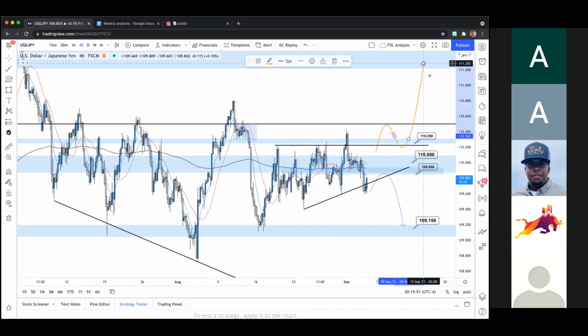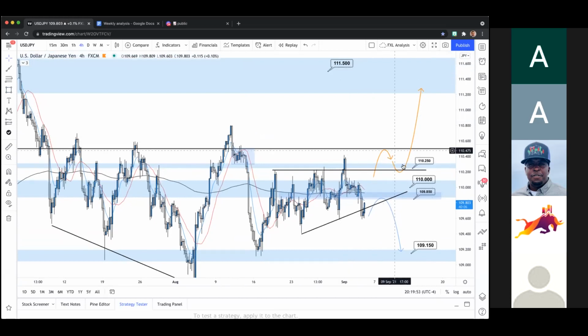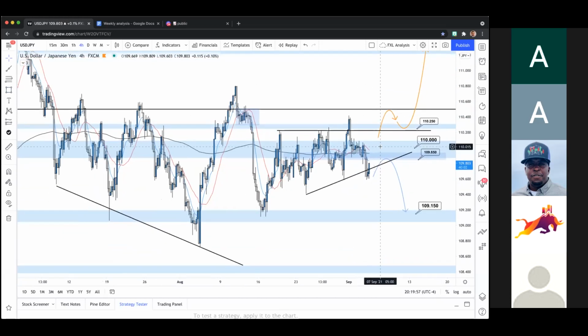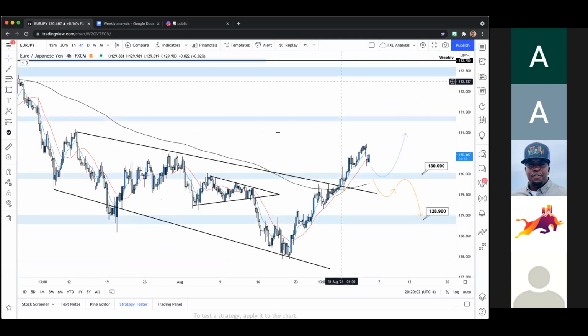And maybe we could even target all the way up towards 111.5. We'll see. We will see. But yeah, that's UJ for now. Just waiting for this choppiness to end. All right, let's move on to EJ.